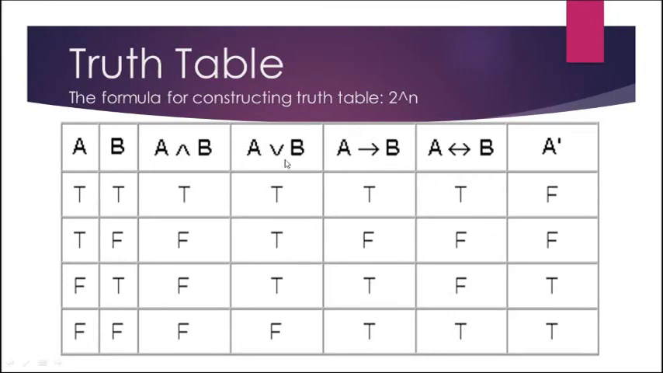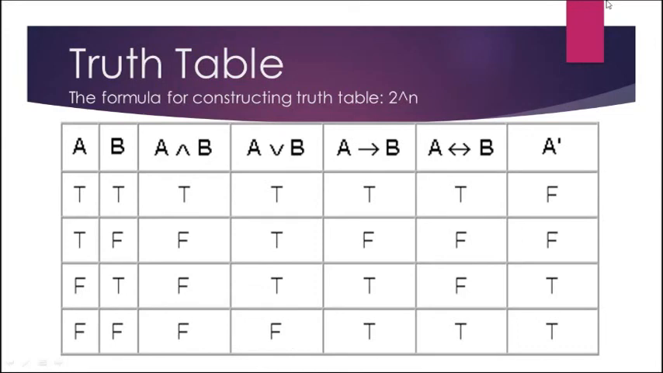Next, you have your second column, A or B. Pag OR statement po siya, magiging false lang po siya if both statements are false. Okay? So, true, true, true pa rin siya. True, false, true pa rin po siya. False, true, true pa rin po siya. False, false, then we're going to have your false. That's the OR statement.